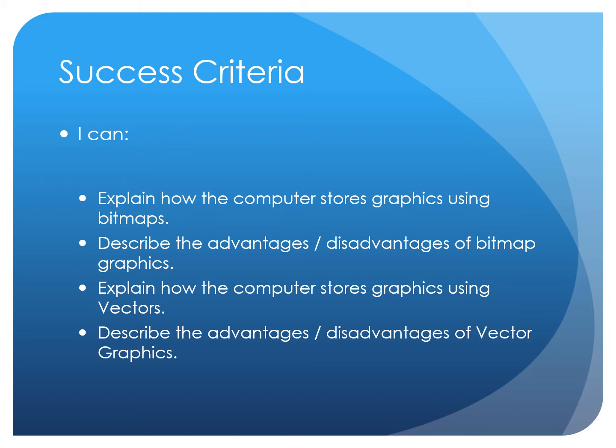Here is the success criteria for today's lesson. I can explain how the computer stores graphics using bitmaps. I can describe the advantages and disadvantages of bitmap graphics. I can explain how the computer stores graphics using vectors. And I can describe the advantages and disadvantages of vector graphics. As always, success criteria should be referred to throughout the lesson. Again, this can be used to assist you in looking at areas of development and next steps.